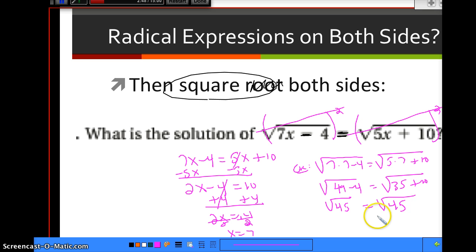I could simplify this, because 9 times 5 would be 45, and 9 is a perfect square. But really there's no need to, because your left side and right side came out the same, you're good at that for your check. You don't have to go any further. If you want to, that's fine too.